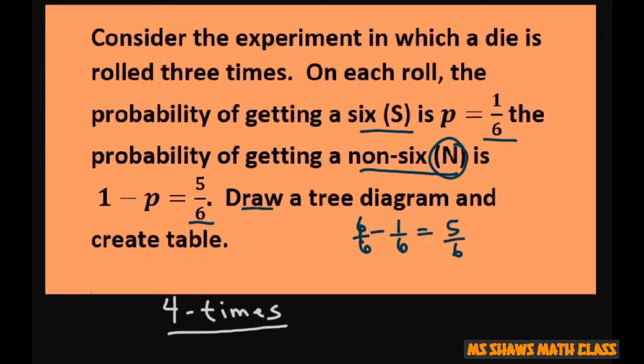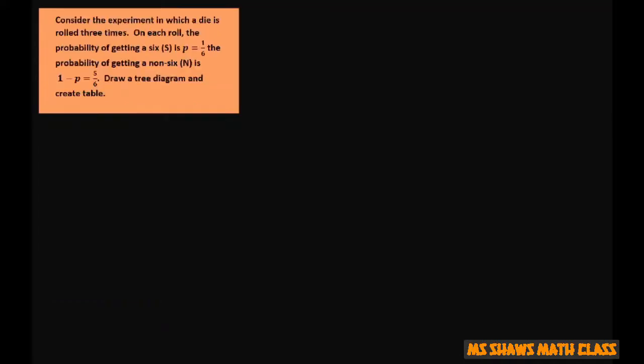So we're going to draw a tree diagram and create a table. And then we're going to also check 4 times. And for the 4 times, we're just going to do a table. So for the first one, let's draw the tree diagram. Let's spread it out here. So here's the first roll.